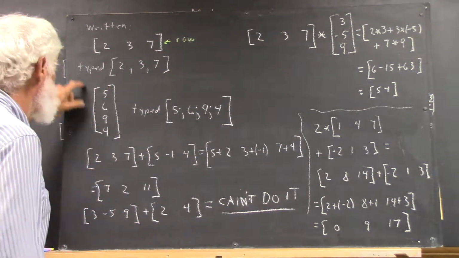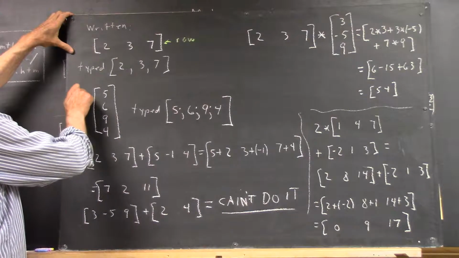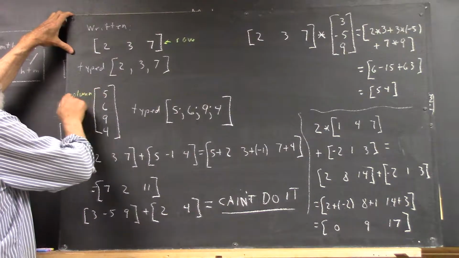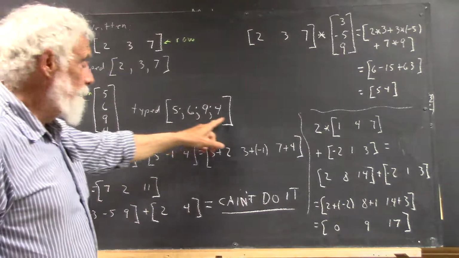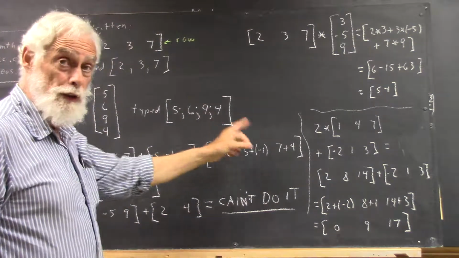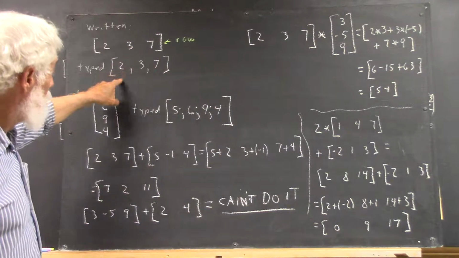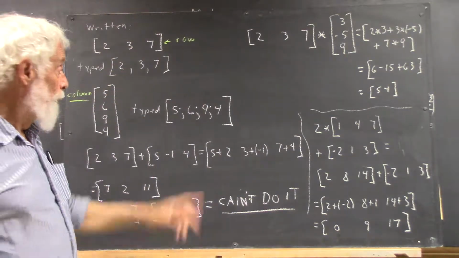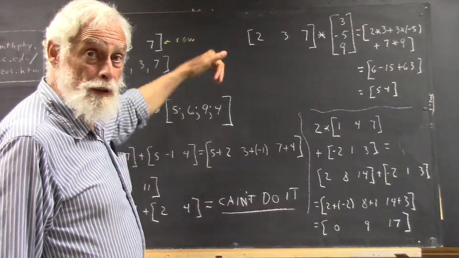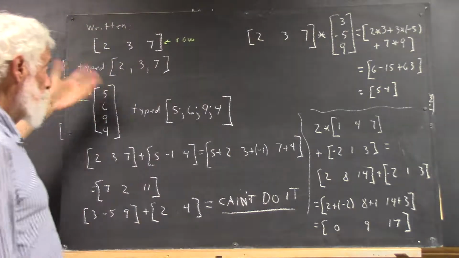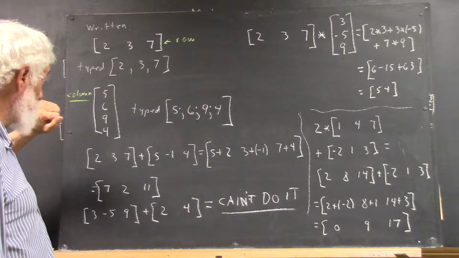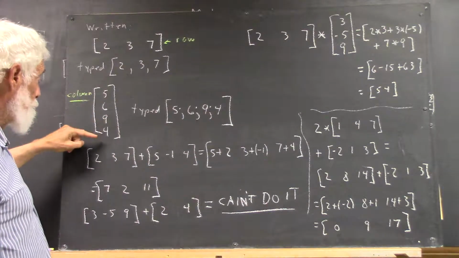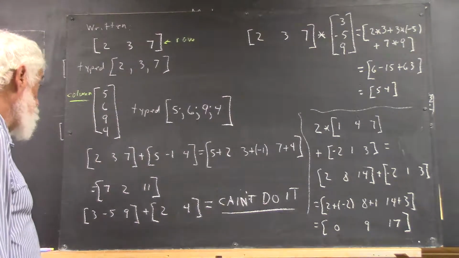Okay, this is a column. Obviously it's a column, and we type it with semicolon as a delimiter. So commas separate numbers in a row, semicolons separate rows. Now the rows here are pretty short. You know, the first row just consists of 5, second row consists of 6, third row consists of 9, fourth row consists of just 4.